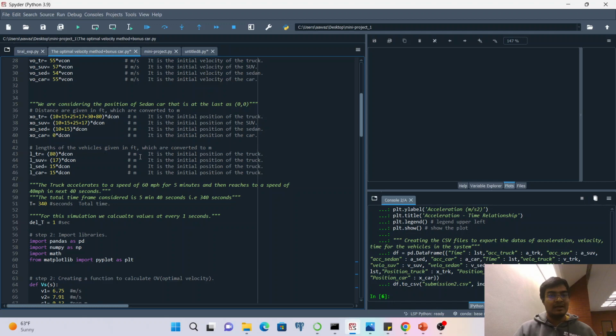Let's move to another step. The lengths of the vehicles are given already. The length of the truck is 80, SUV is 17, sedan is 15, and car is 15.